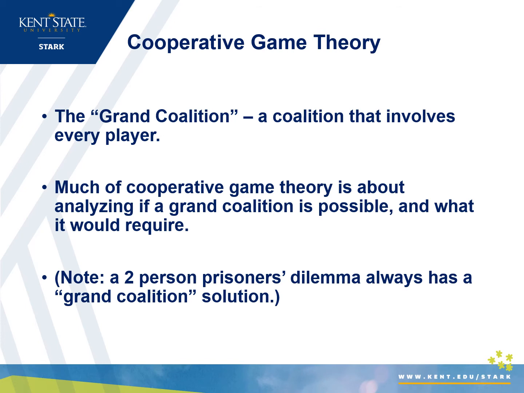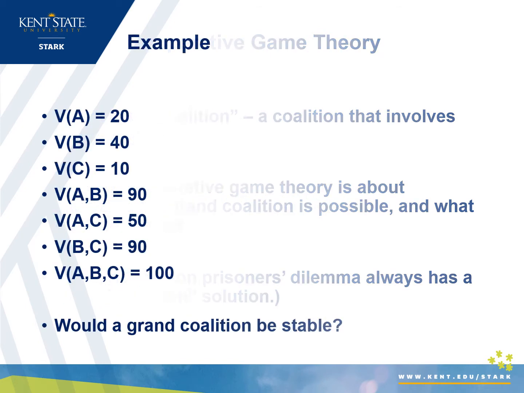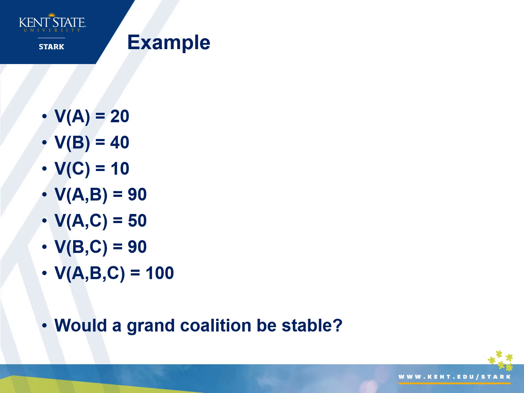But generally, we can very easily build in enforcement mechanisms. So with two-person prisoners' dilemmas, it's really kind of trivial to check whether there's a grand coalition possible. But once we get to 3 players, then it starts to get a lot trickier. So let's go ahead and look at one of those tricky examples.